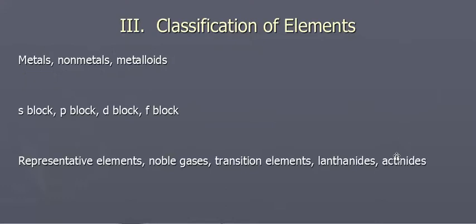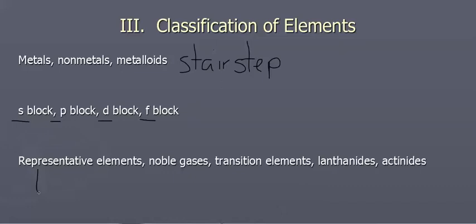There's different ways that we can classify elements. Metals, nonmetals, metalloids is one classification scheme. And for this classification scheme, we look at the stair step. Metals are to the left, nonmetals are to the right, metalloids are right on the stair step. We can do s, p, d, and f block based on their electron configurations. Or we can do representative, noble gas, transition, lanthanides, actinides.